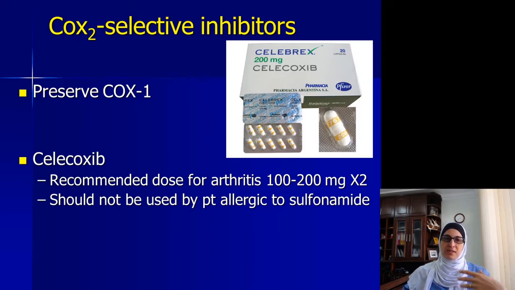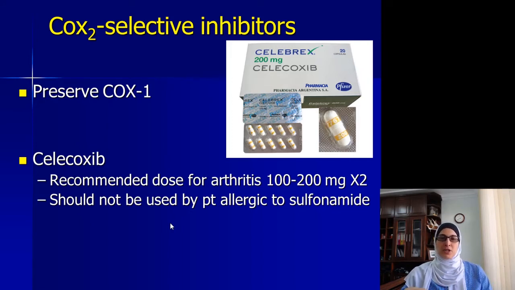Now, because of the GI side effects, they thought, okay, we want the anti-inflammatory action. We don't want to affect the COX-1. We don't want to affect the stomach lining or the kidney function. We just want to inhibit the COX-2. And this is where the pharmaceutical companies started to work on modifying the NSAIDs by producing selective COX-2 inhibitors. They thought it was a great idea.